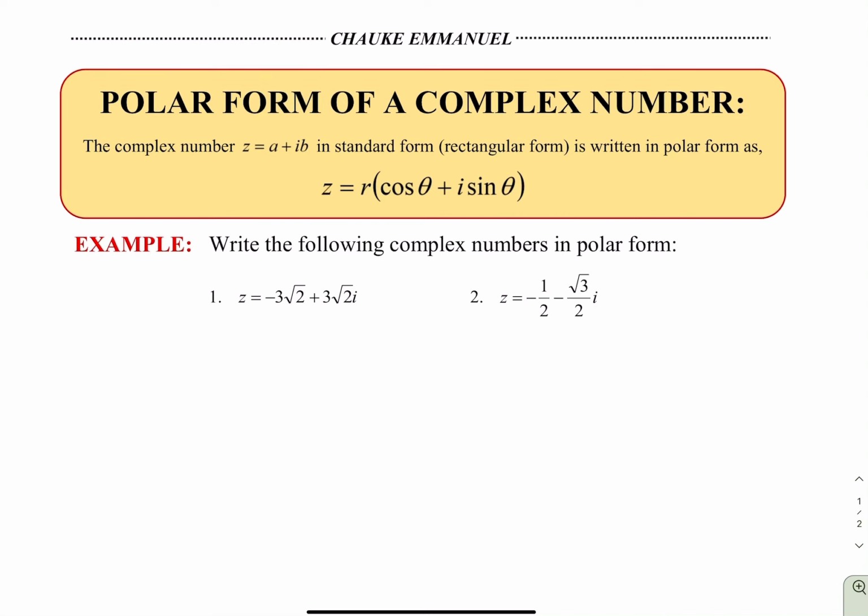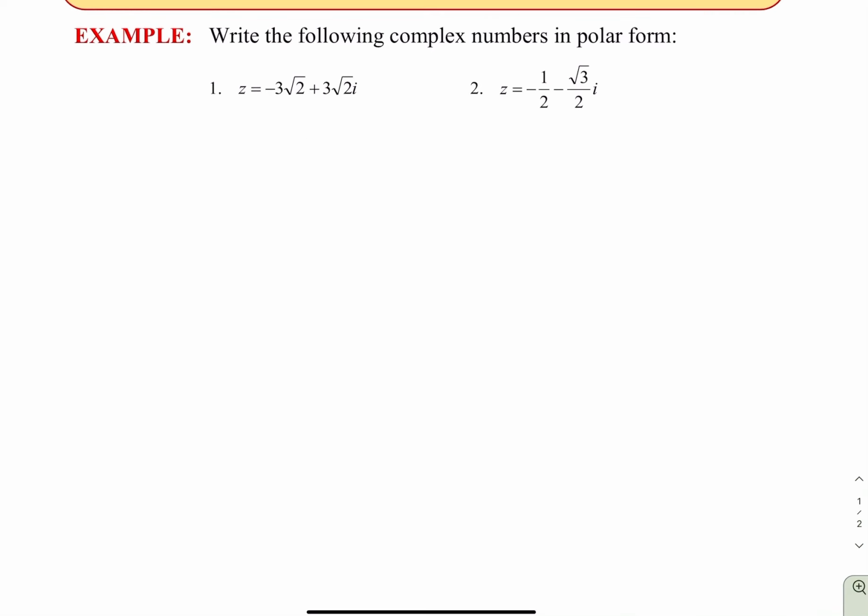Now, write the following complex numbers in polar form. Another way of saying polar form is modulus argument form. So they want you to represent your r and your angle. But to get a wider view of how you're going to get the angle, because the r is easy, let's do it step by step.